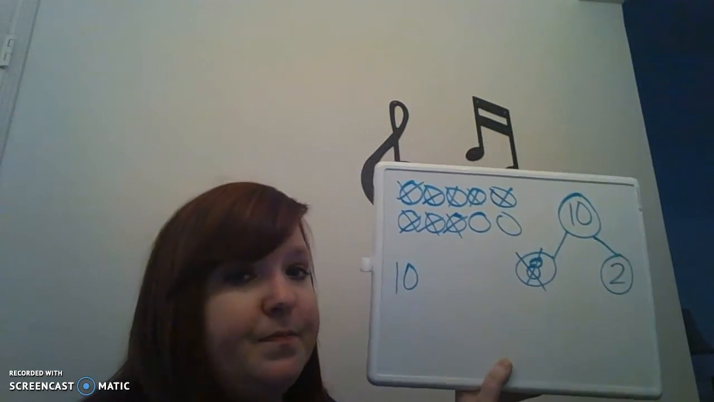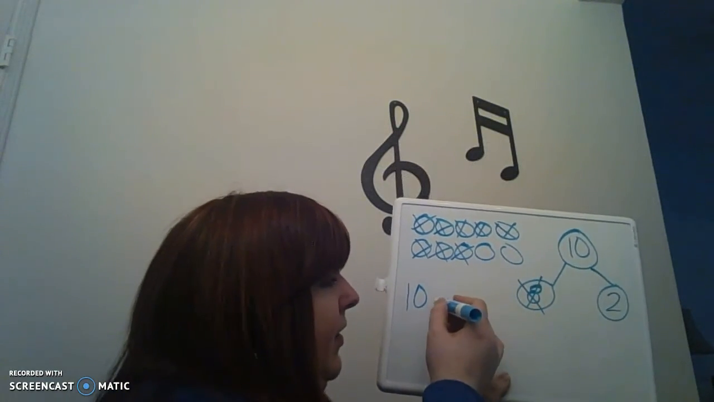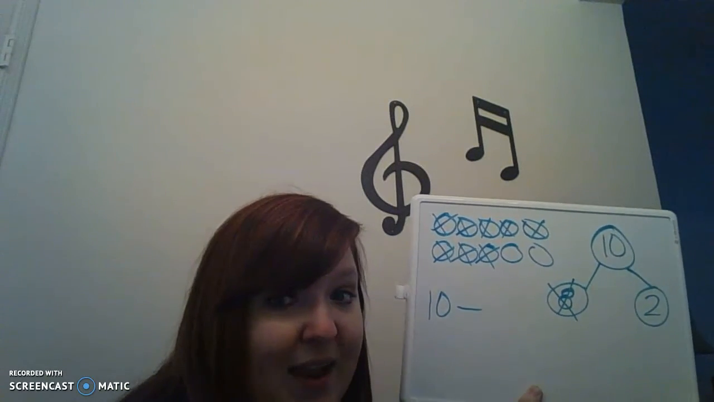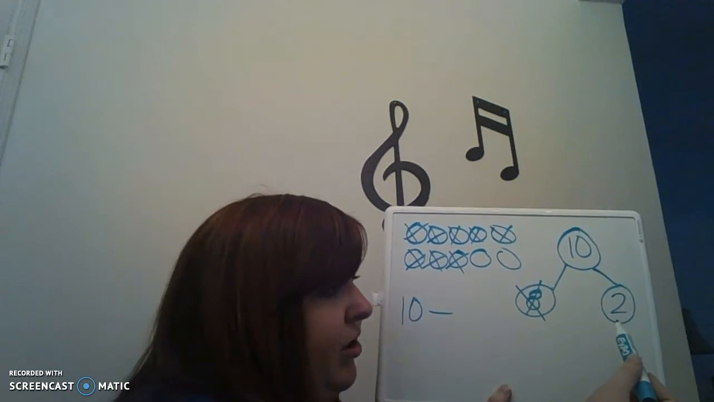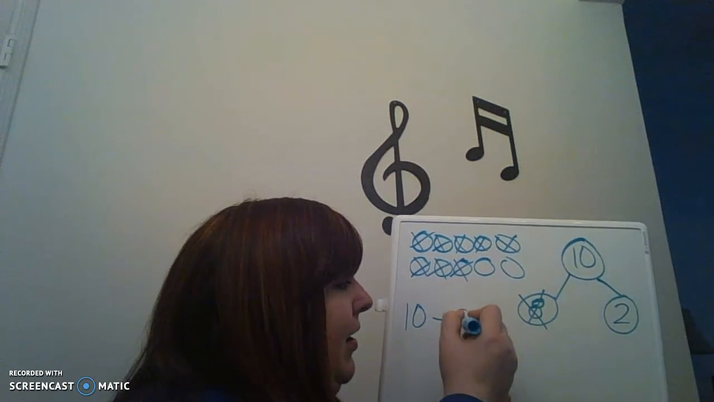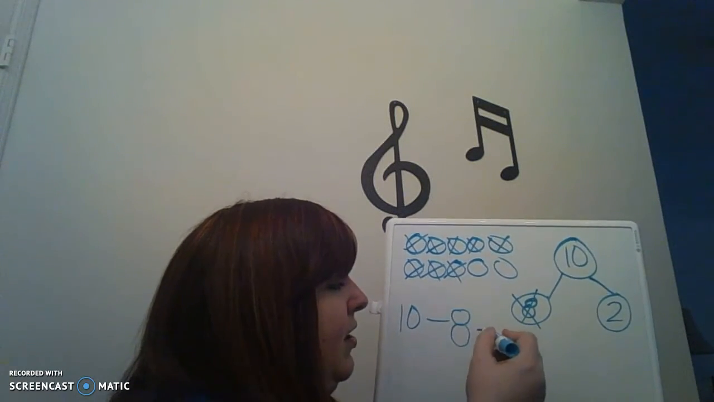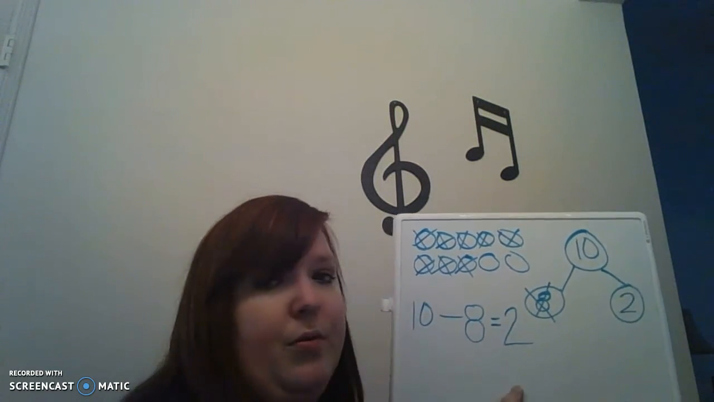Okay, let's write our number sentence. Start with what number? 10. Then what do I need? A minus sign because we are taking away. 10 minus 2? No, she didn't give 2 away, she gave 8 away. 10 minus 8 equals 2.